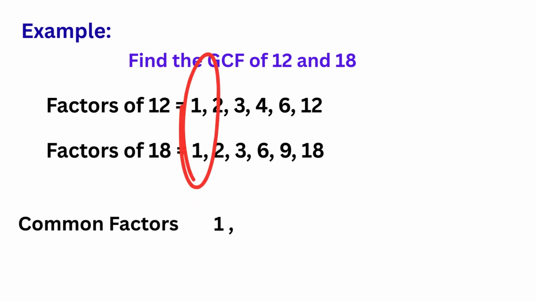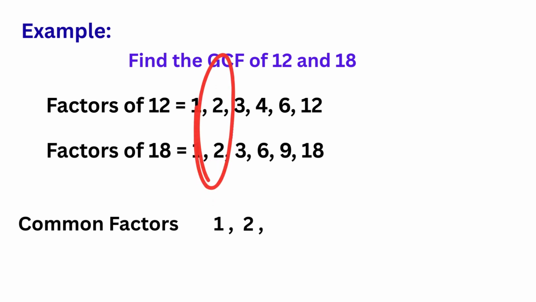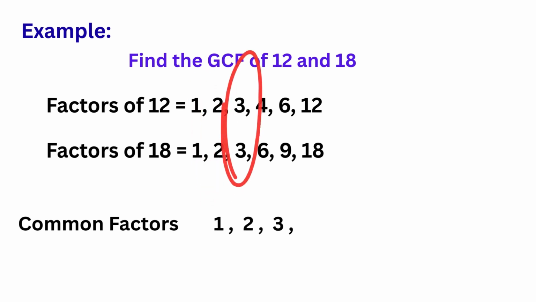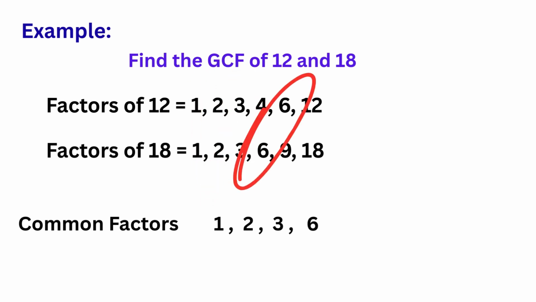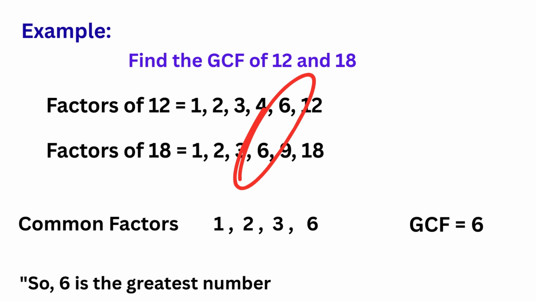1, 2, 3, and 6. The biggest one they both have is 6. So the GCF of 12 and 18 is 6. Because 6 is the largest number that divides both 12 and 18 with no remainder.